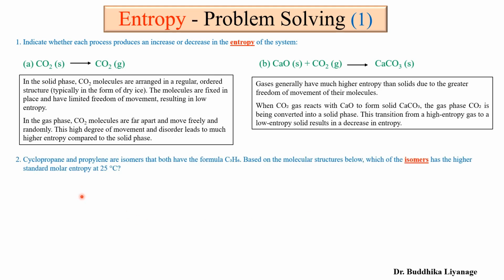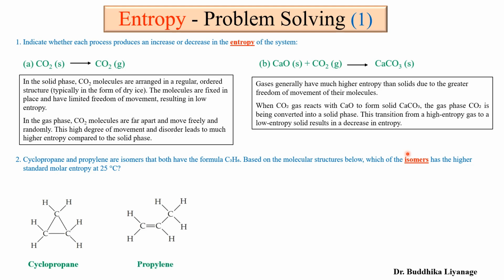Third reaction, cyclopropane and propylene are isomers that both have the formula C3H6. Isomers are simply defined as having the same chemical formula but different structures. Based on the cyclopropane and propylene molecular structures given below, which of the isomers has higher standard molar entropy at 25 degrees Celsius? First, let's look at the structures. This is cyclopropane, 3 carbon atoms arranged in a triangle. And this is propylene. It is an alkene. How can we compare these two molecules? Which molecule has higher standard molar entropy?